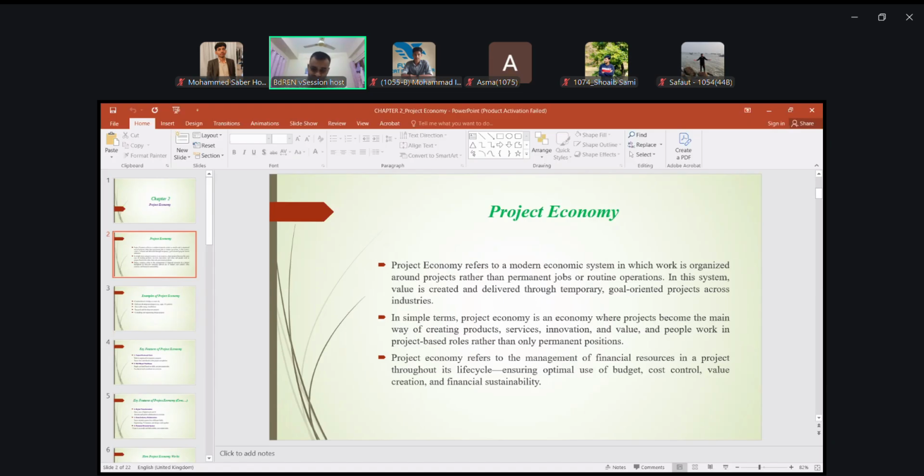So I told you regarding sustainability in the physical class, and also the objective of project economy is to ensure optimal use of budget, cost control, and you know that cost is an important matter in economy. When you talk about the project economy, cost control is an important matter, and also when we talk about the project economy, it means the creation of some values. And finally, we are talking about financial sustainability.